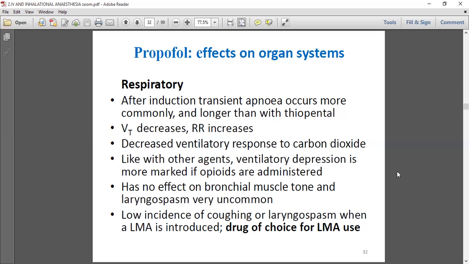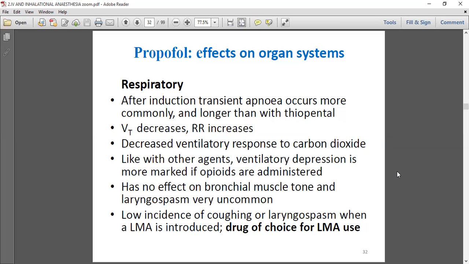Anyway, you will all find out. Please go and research, Dr. Stella, read about this. So respiratory rate will increase when you give propofol. It causes decreased ventilatory response to carbon dioxide.